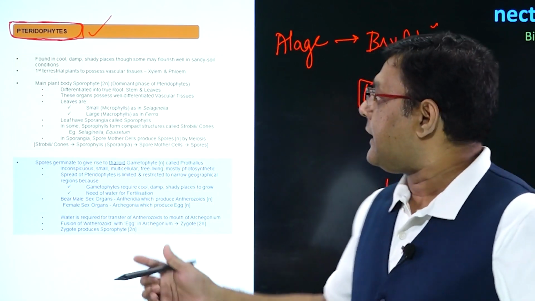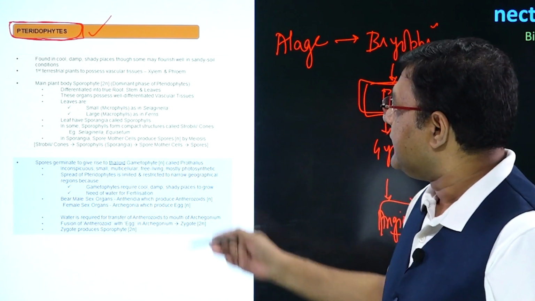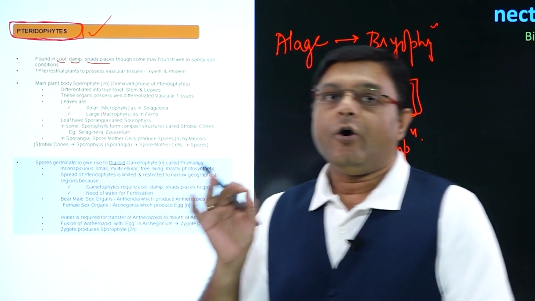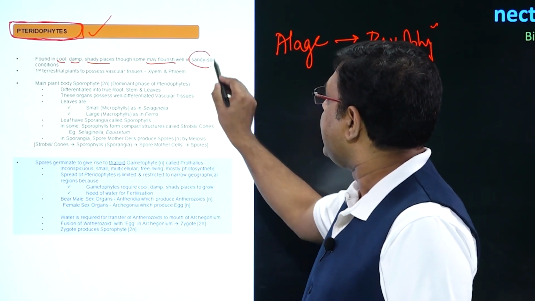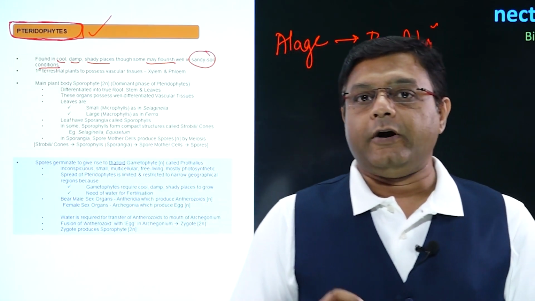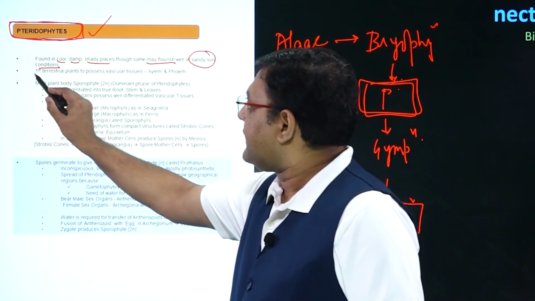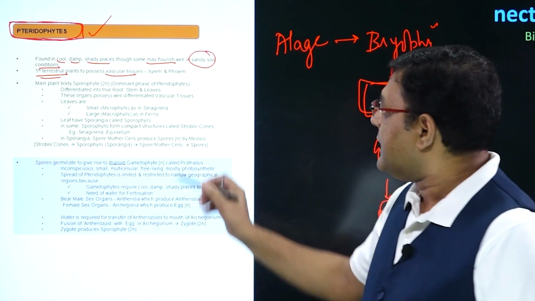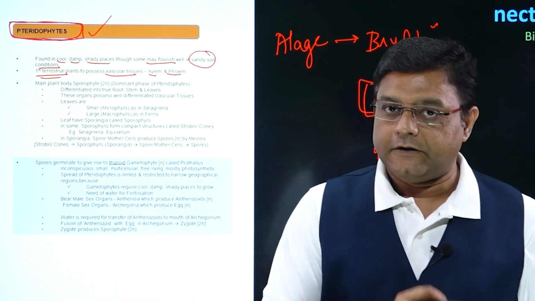Now, if we talk about the habitat in which pteridophytes are found, these are found in cool, damp, shady places. Although these pteridophytes can also flourish well in sandy soil conditions. An important point to be considered about pteridophytes is that these are the first terrestrial plants in which vascular tissues came. So, xylem and phloem first came in these pteridophytes.